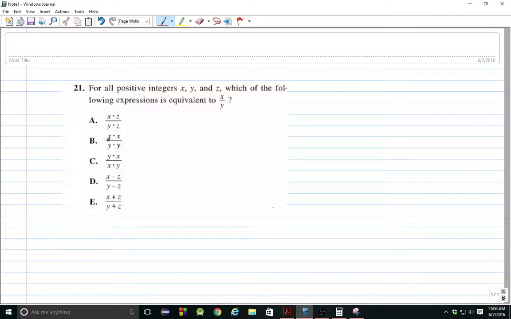So B is out. Here, the x's cancel out and the y's cancel out, giving us 1. This is out. C is out.